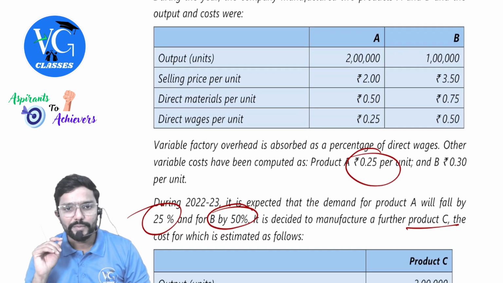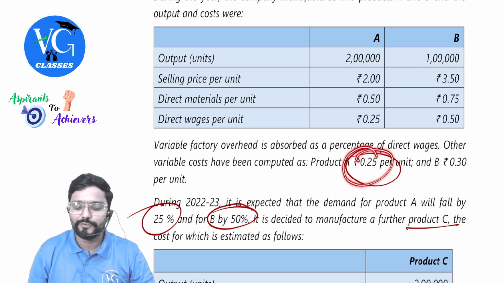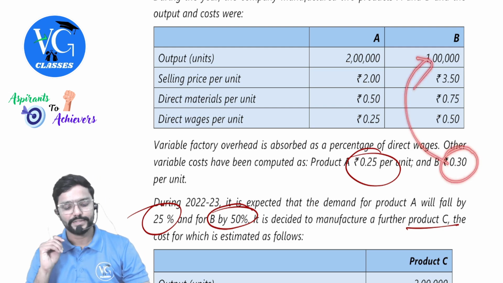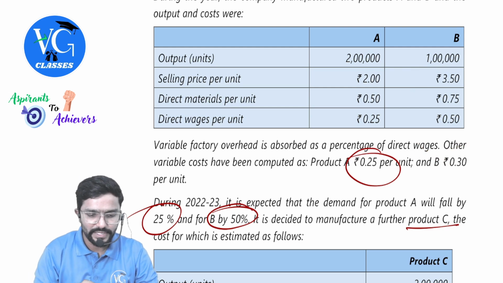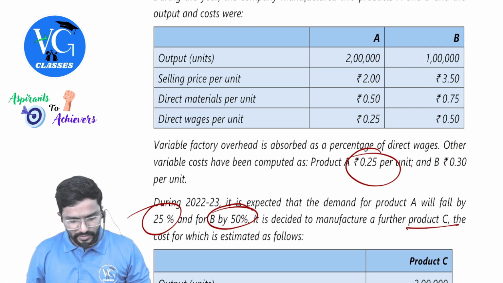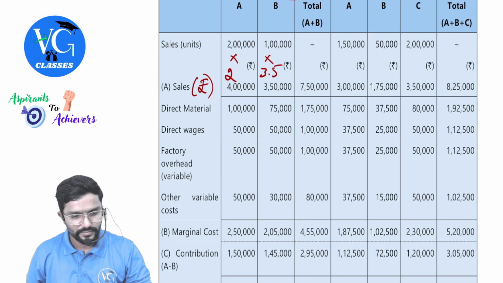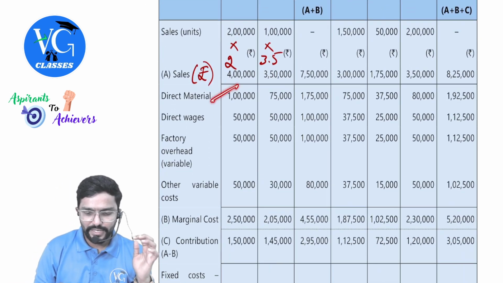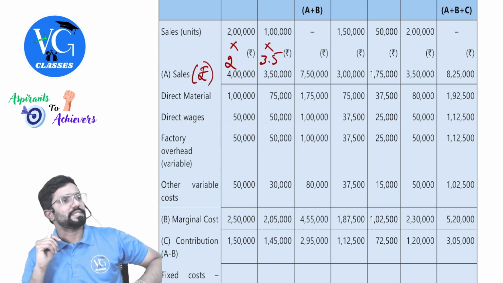Okay. Other variable costs have been computed as 0.25 and 0.30. So 0.25 into 2 lakh, then 0.3 into 1 lakh. Next one is product C that we will see later. Yes. Understood? Material, wages we will get. Guys, factory overhead variable portion is straight away 100% of wages.